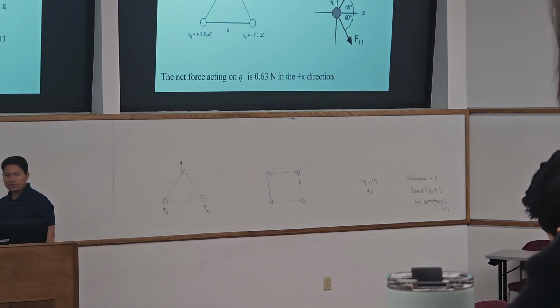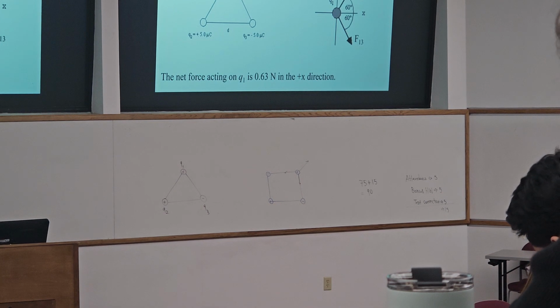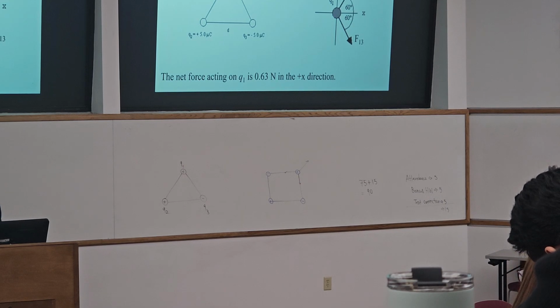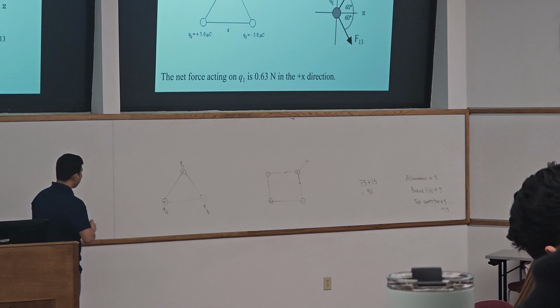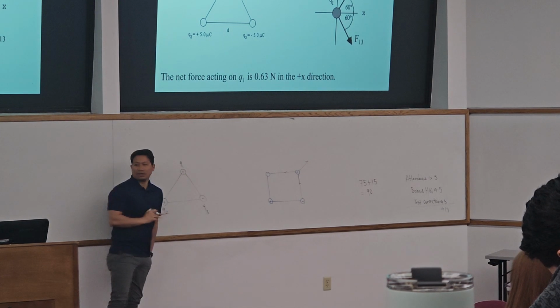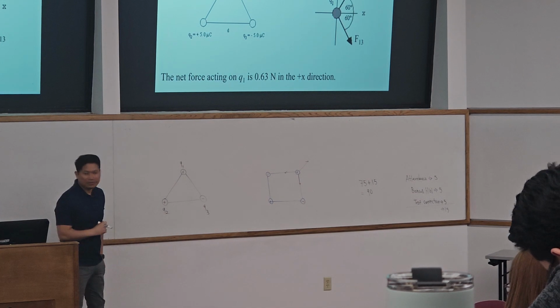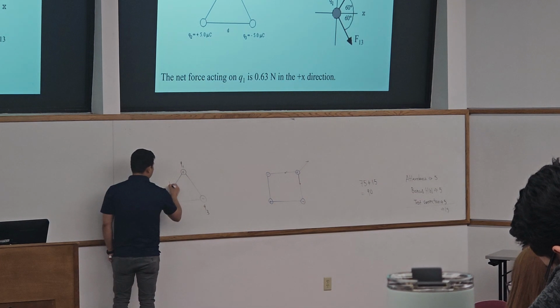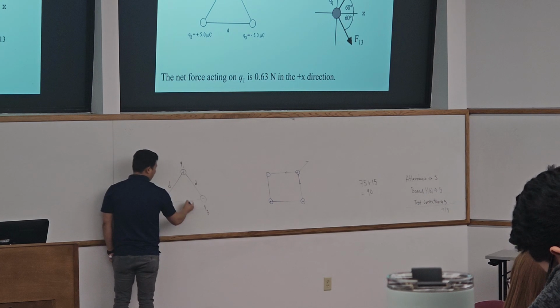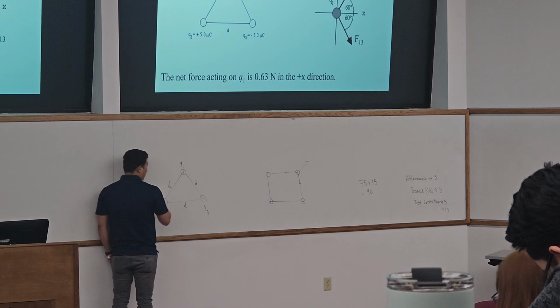Three charges are located at the corners of an equilateral triangle, as shown in the figure below. What is the net electric force, in magnitude and direction, acting on the top charge Q1? If you consider this charge Q1, what is the net force acting on it? You are given D. In the equilateral triangle, if this side is D, this is also D, and this is also D, because all sides of an equilateral triangle are the same and all angles are the same.